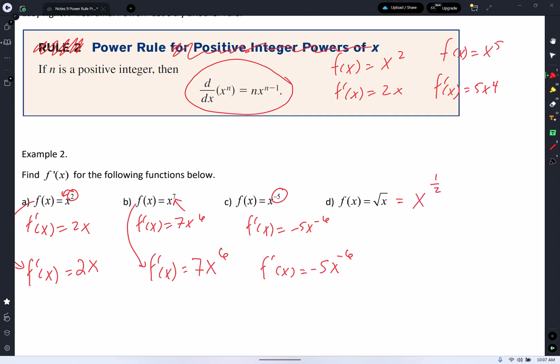So now, here we go. F prime of x. Notice that was not a derivative. That was just rewriting the square root of x. F prime of x is going to be equal to, I'm using the power rule. What do I write first? 1/2. What do I write next? X. What do I do next? Subtract 1 from the 1/2. So what's that going to be? Negative 1/2. They probably want you to write it in square root form. 1/2 square root of x.